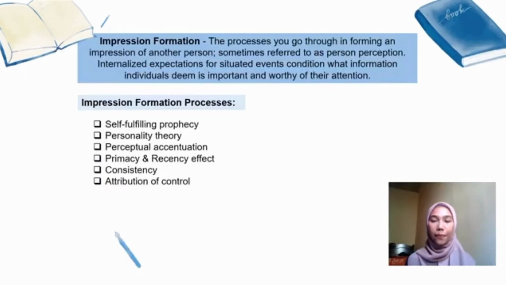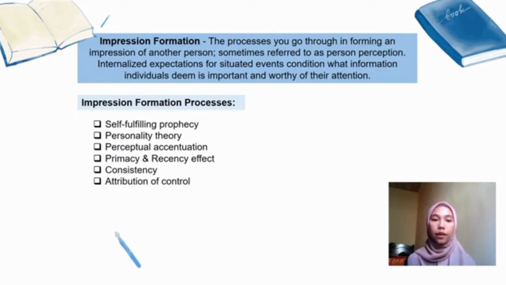Okay, the next slide is impression formation. We can define it as the process you go through in forming an impression of another person. Sometimes it is referred to as person perception. We can conclude that you see the person and form a first impression. Okay, the processes involved are, first, self-fulfilling perception, a prediction that comes true because you act to make it true.